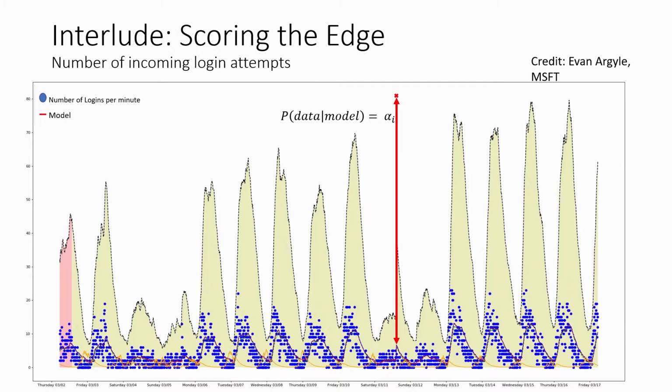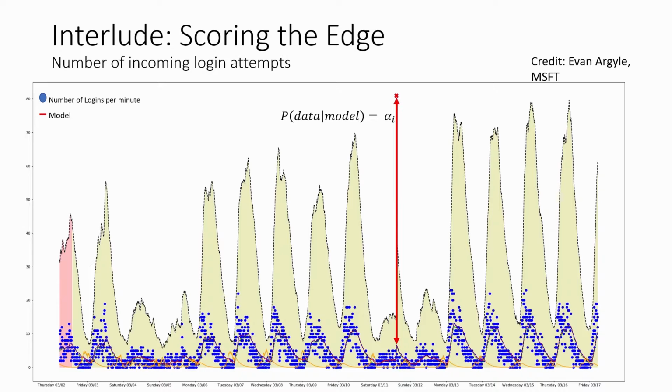Right. Here's how to score an edge. One way to score an edge: this is the number of failed RDP logins from the internet to a given machine inside an enterprise. Okay?